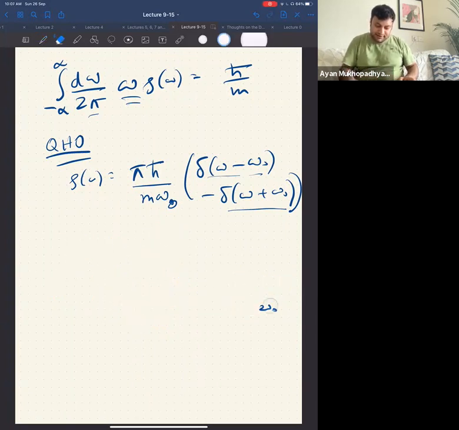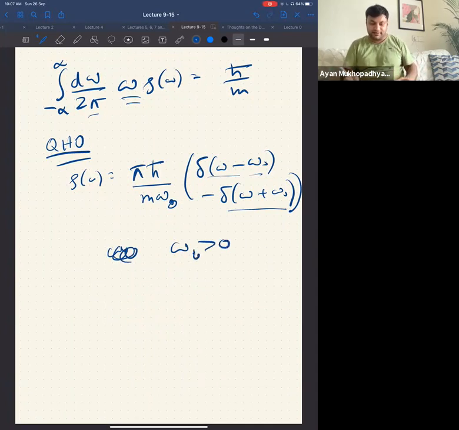Maybe the first thing to say here should be that you see easily that when omega is greater than 0, because omega naught by definition is greater than 0. That's how we have defined this fundamental frequency. So you see for omega greater than 0, rho is greater than 0, and for omega less than 0, rho is less than 0, because of the minus sign. When omega is minus omega naught, that's negative.